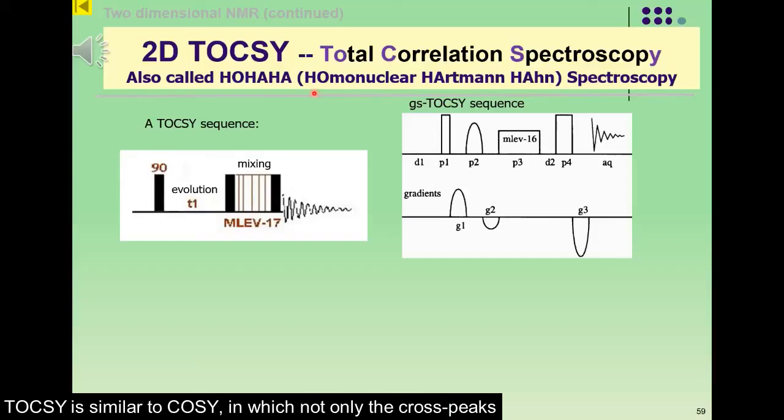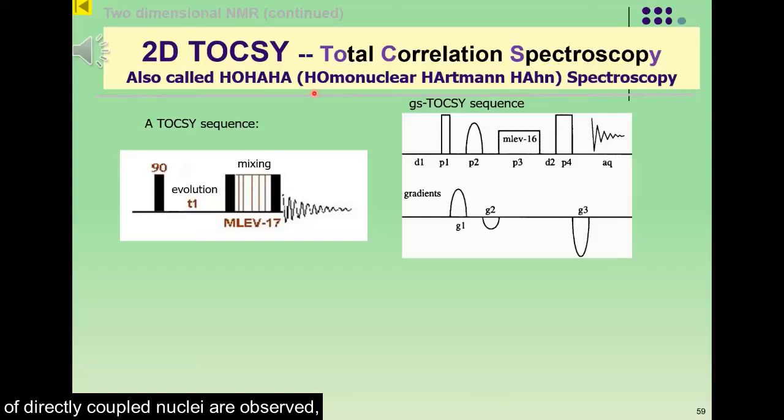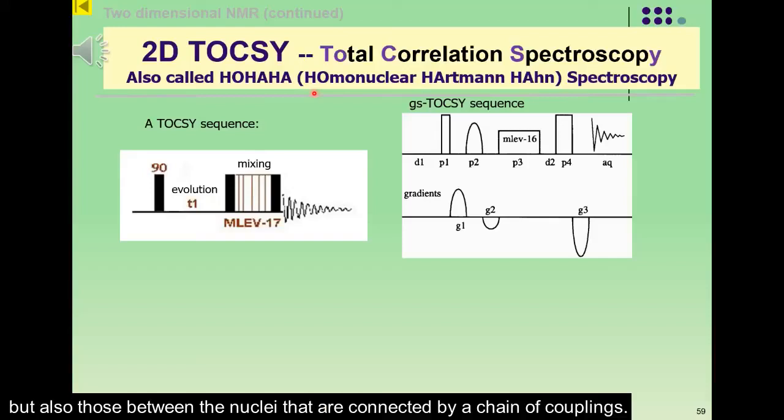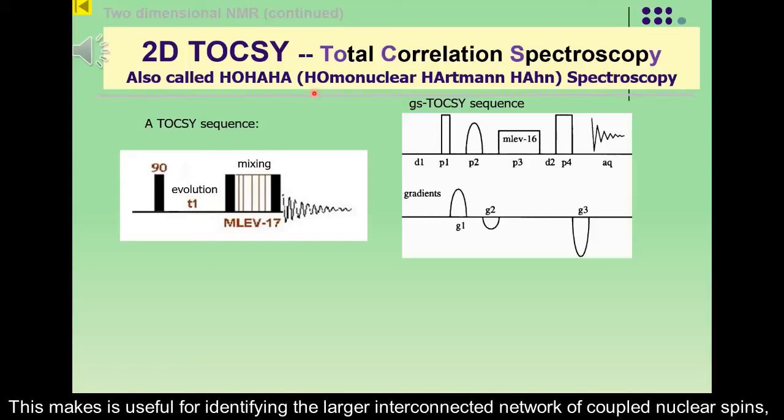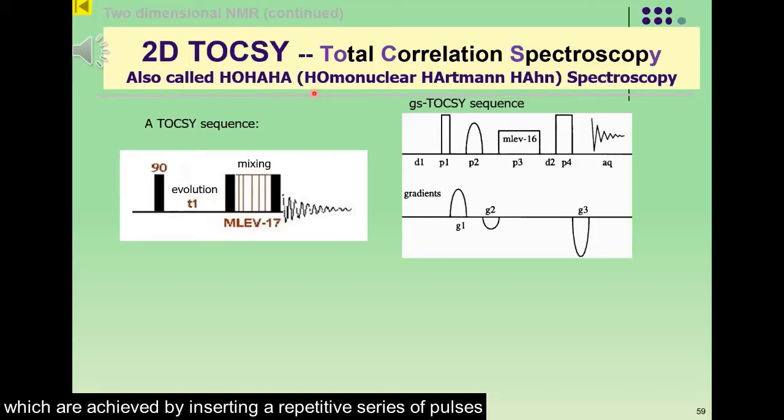TOCSY is similar to COSY, in which not only the cross peaks for directly coupled nuclei are observed, but also those between nuclei that are connected by a chain of couplings. This makes it useful for identifying the larger interconnected networks of coupled nuclear spins, which is achieved by inserting a repetitive series of pulses that cause isotropic mixing during the mixing period.